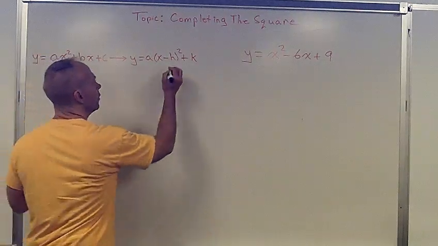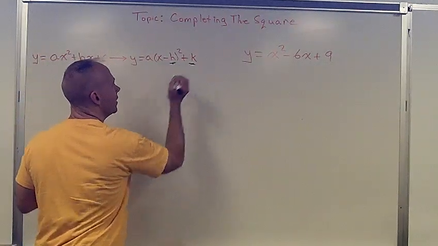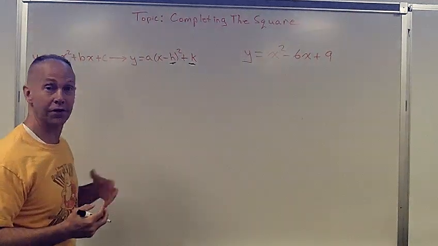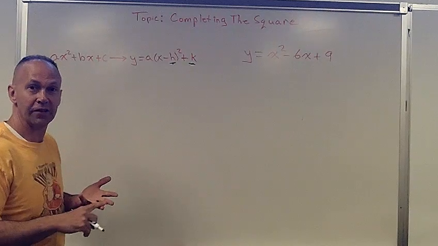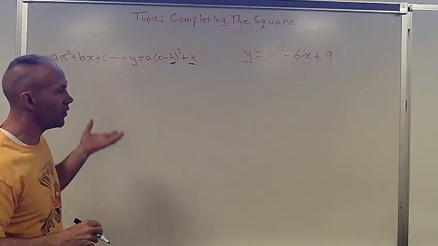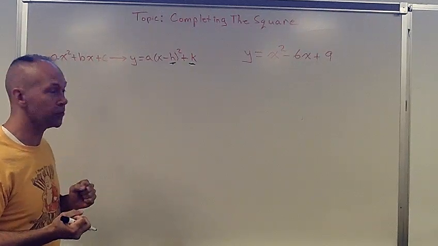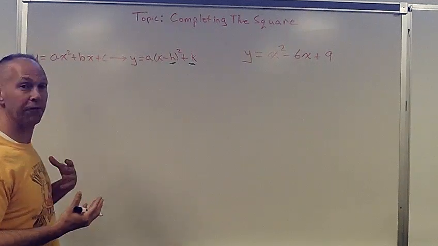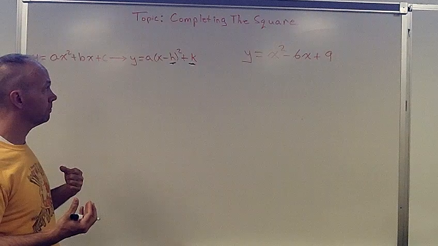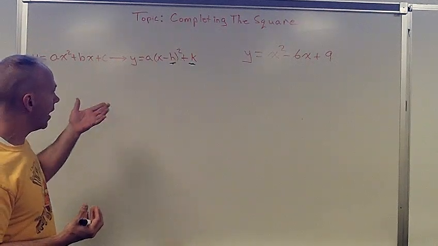Well, when I have it in vertex form, it makes it very easy to identify the vertex, which is important when we're looking at contextual problems, when this is modeling some sort of real-life situation. That vertex represents a maximum or a minimum value for a certain function. So, how do I do that?